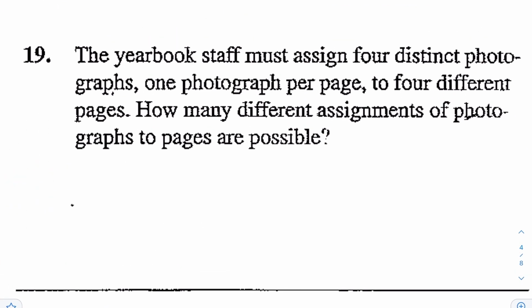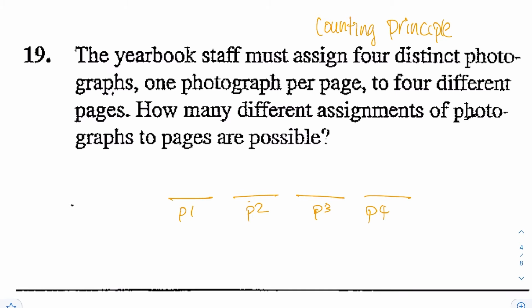All right, next for number 19, the yearbook staff must assign 4 distinct photographs, 1 photograph per page, to 4 different pages. How many different assignments of photos for the pages are possible? So this is your counting principle, or your tree diagram. So you have 4 different pages. So you have page 1, page 2, page 3, and page 4. And let's say you have the photos A, B, C, D.